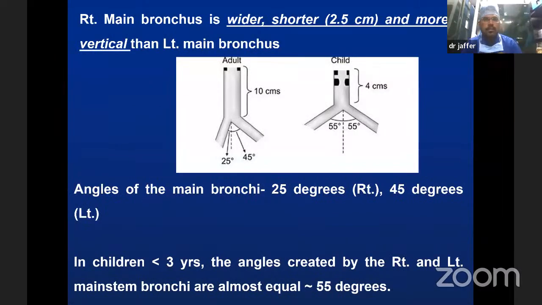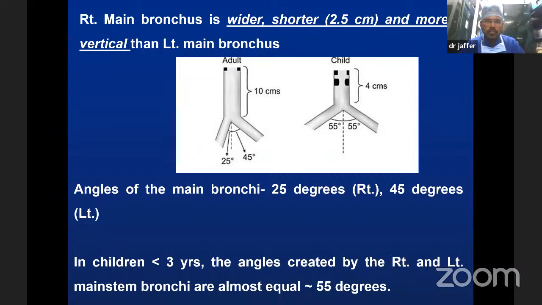Next is the measurements. Usually the tracheal diameter will be around 19 to 22 mm diameter. And length I have already told that is 12 to 15 centimeter in adult. And the angle that is found by the main stem bronchi, that is right side and left side. In adults, it is 25 degree right side and 45 degree left side.